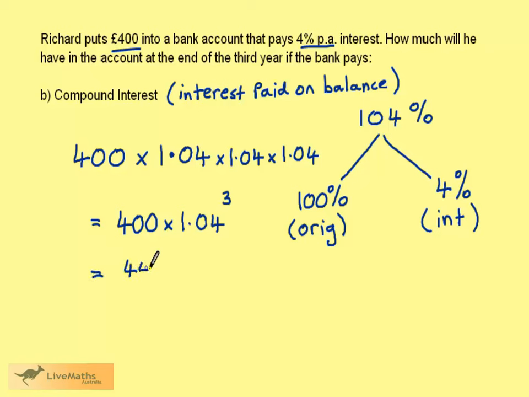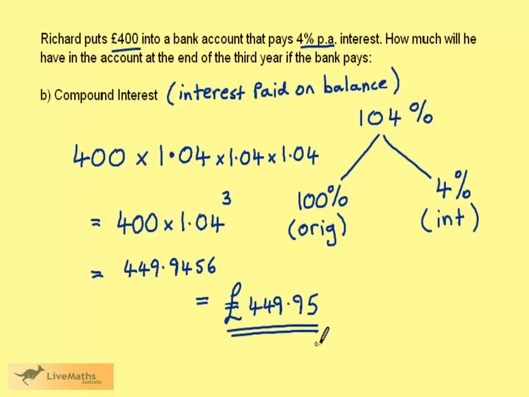Calculating this gives us the same answer as before, 449.9456, which we should put in pounds and pence, since we're dealing with money, £449.95 to the nearest penny.